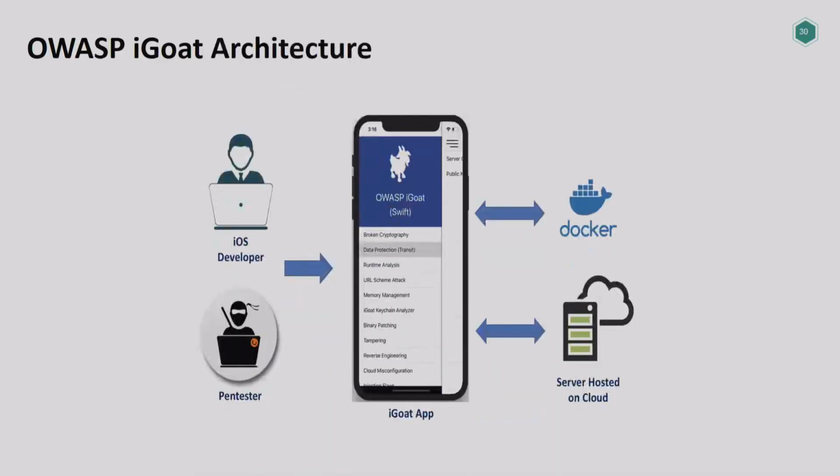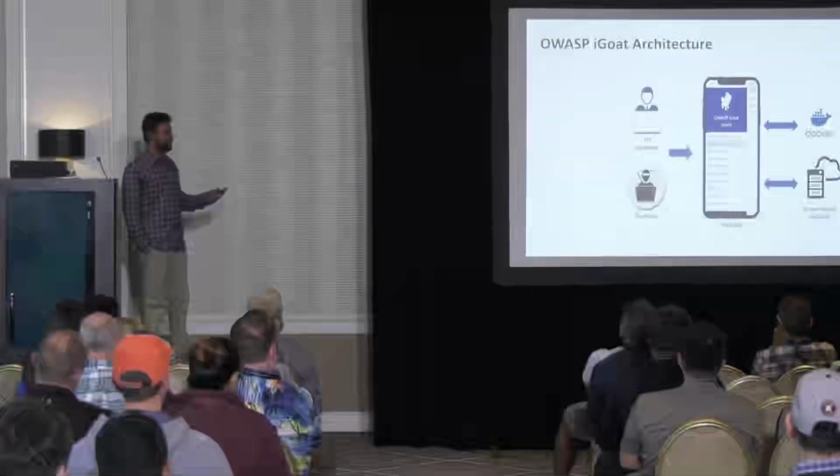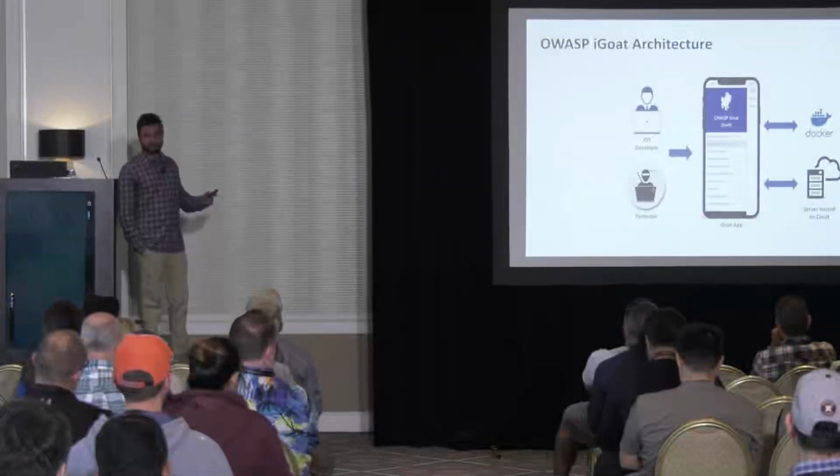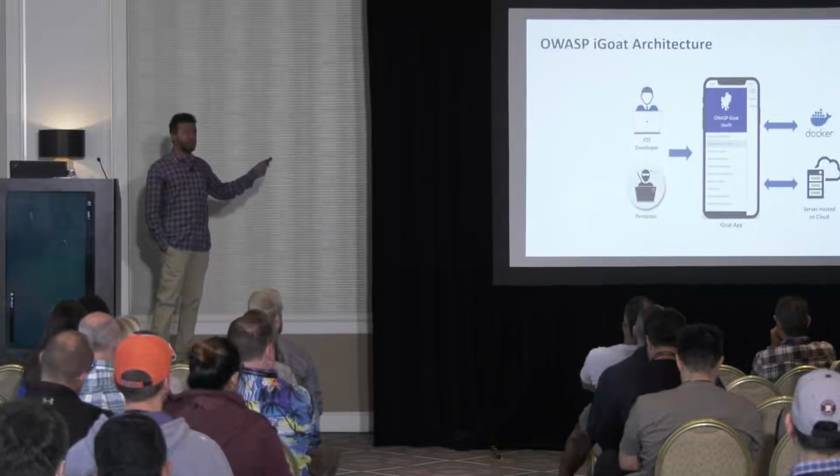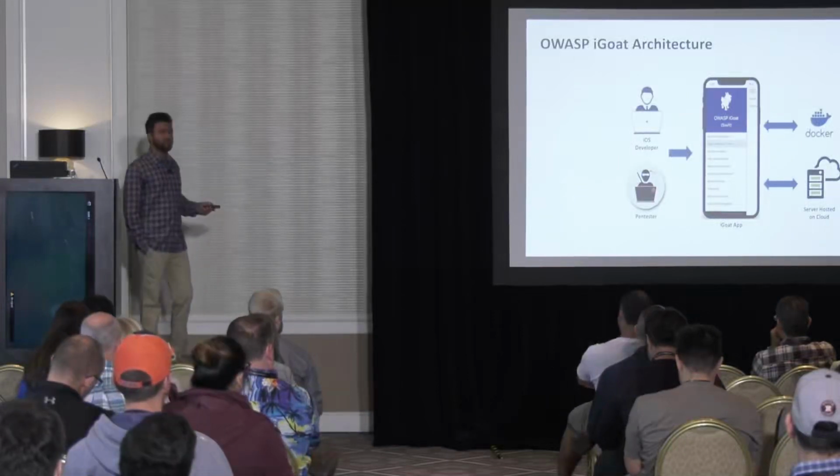iGoat has a client-server architecture. It will teach you both client-side and server-side vulnerabilities. We have made it very simple: we have one Docker image you can just start, and we have a couple of servers on AWS. So it's an application on your iPhone or iDevice, and then there is a server on the cloud.